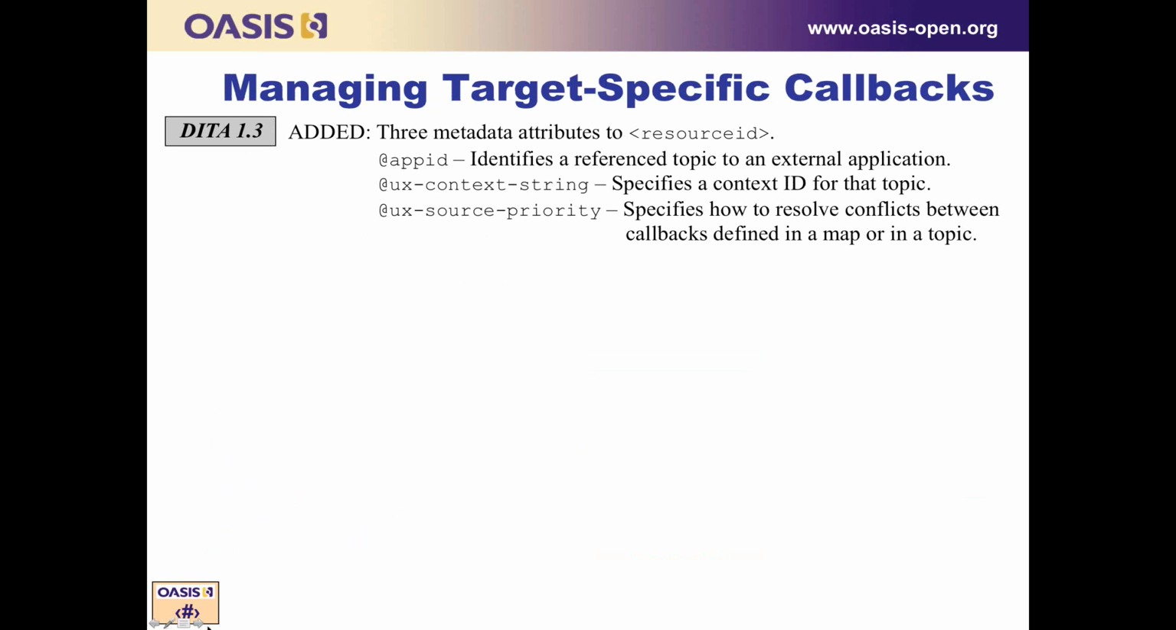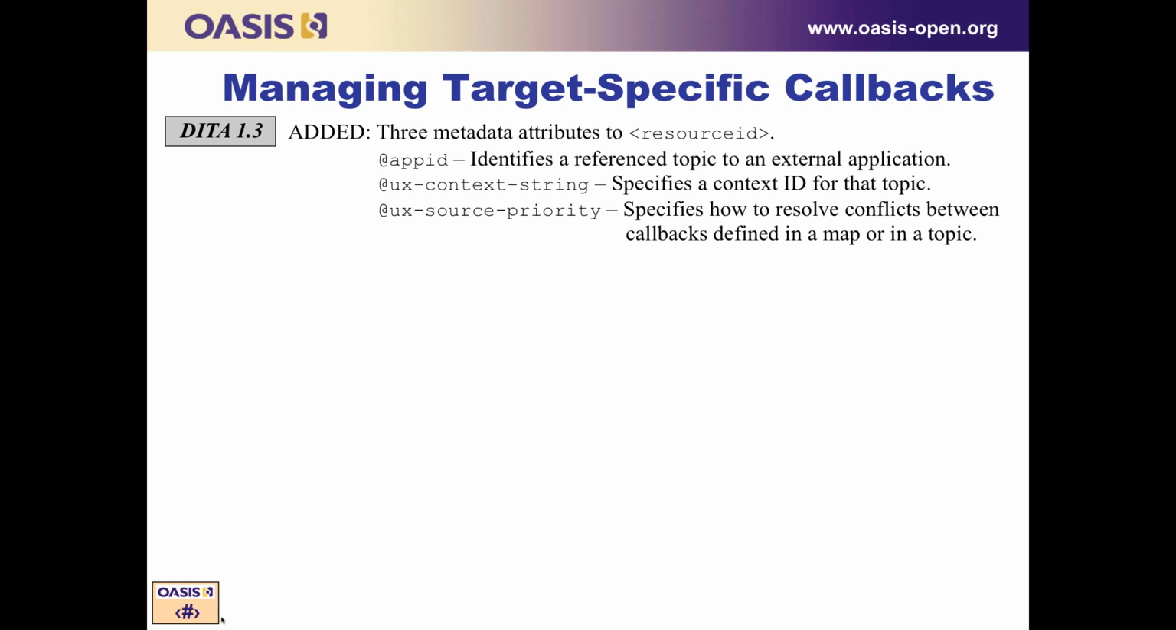So first, to assist help practitioners when managing callback IDs, what we've done is we've added 3 metadata attributes to the existing element named resourceid. The first 2 of those are appid, which identifies a reference topic to an external application and supplements the existing attribute named appname. The second one, uxcontextstring, actually specifies a callback context ID for that topic.